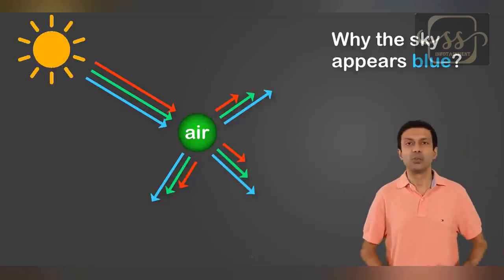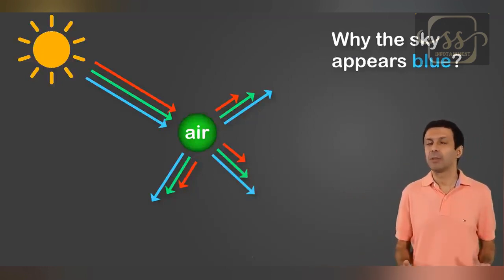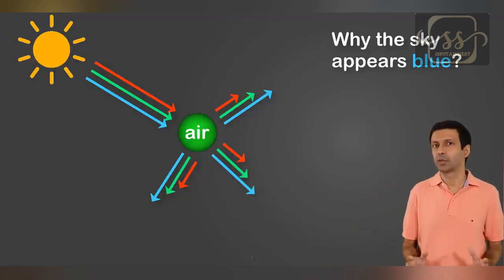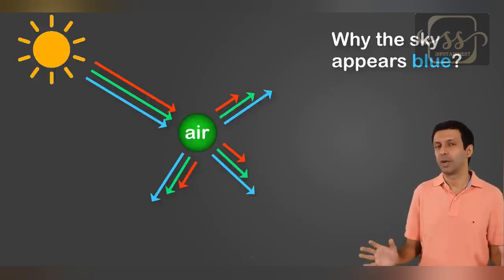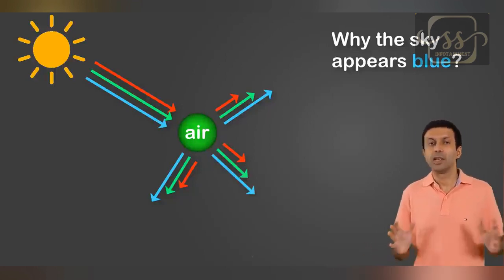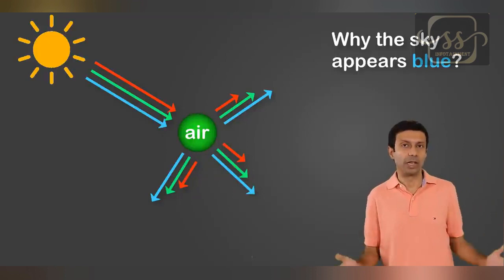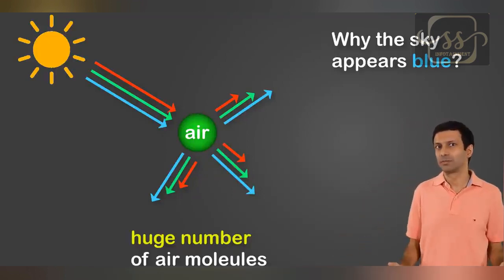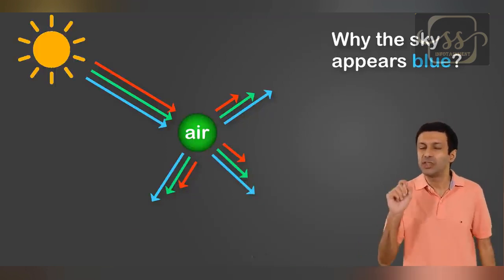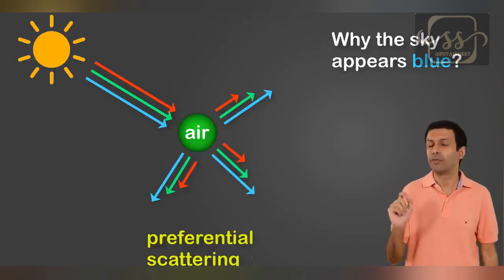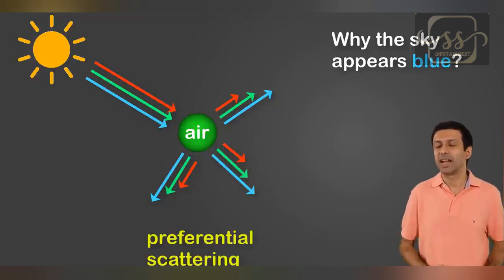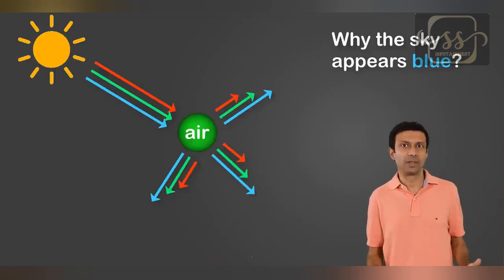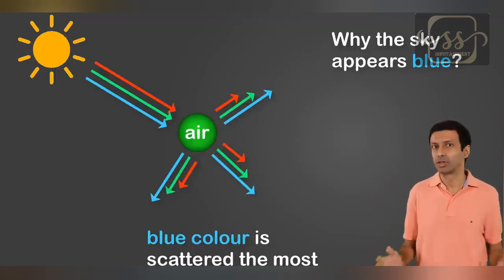We know that sunlight is white. Sunlight is made up of all the 7 colors. Now when sunlight enters the atmosphere, the light is scattered by the atmosphere. The atmosphere is mainly made up of air molecules, and there are trillions and trillions of air molecules. As we discussed, each air molecule is doing preferential scattering. It scatters blue color more than the red and green color. So blue color is scattered the most.